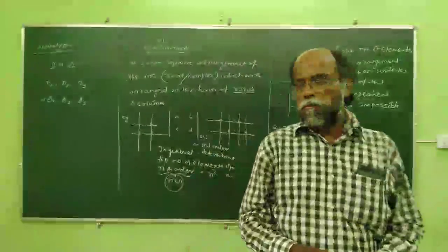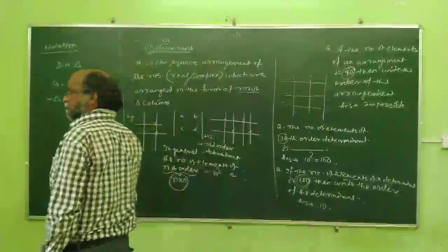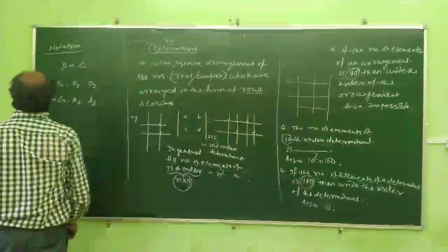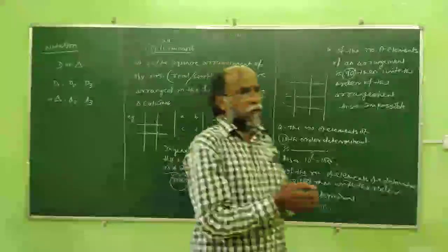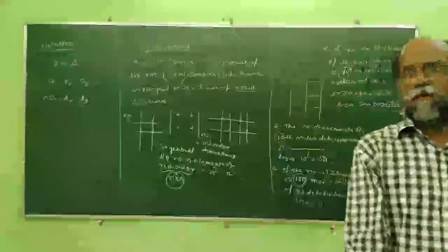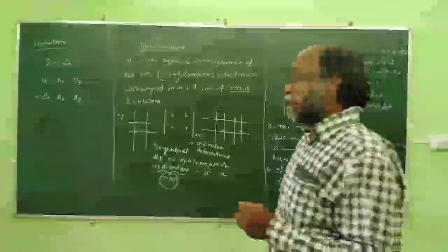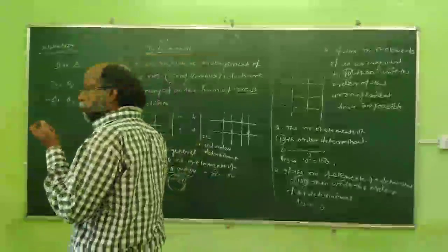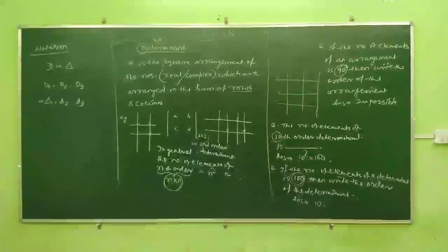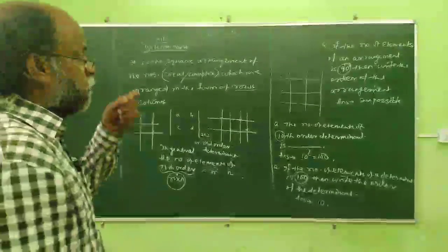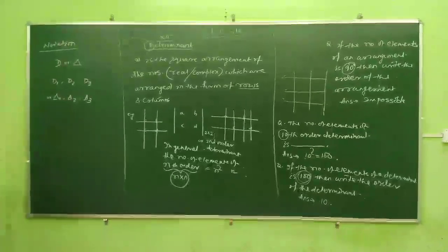Now let us consider a third order determinant. If we are taking a third order determinant, then how many elements will be there? That is 3 squared, that is 9. Now suppose, using only one alphabet, I am interested to write all the elements of a third order determinant. Then how to write it?